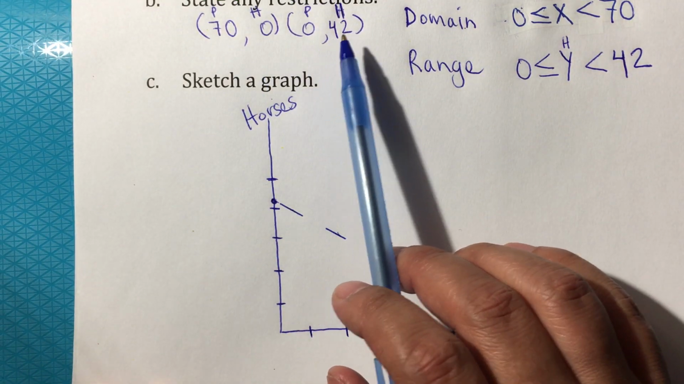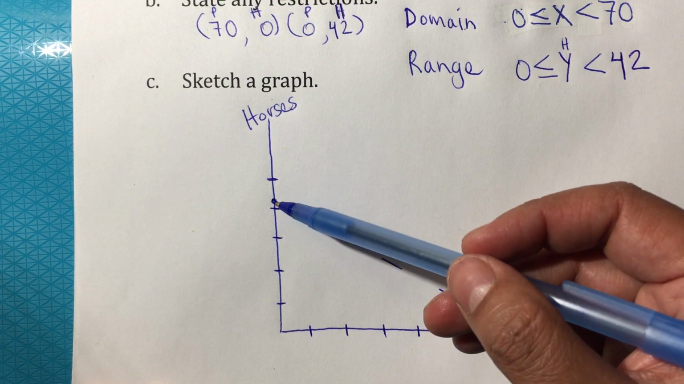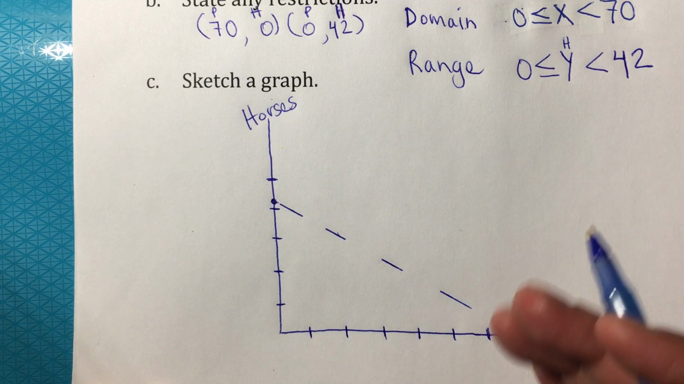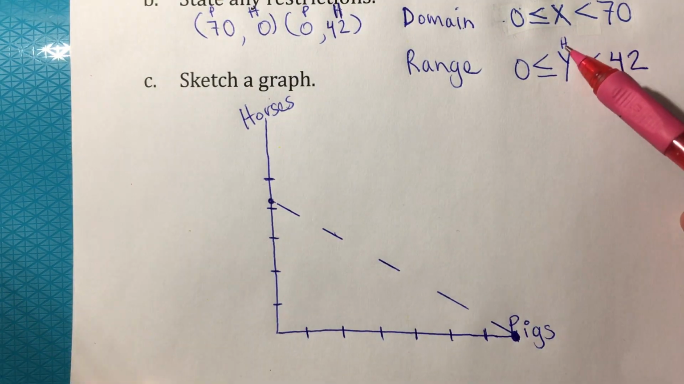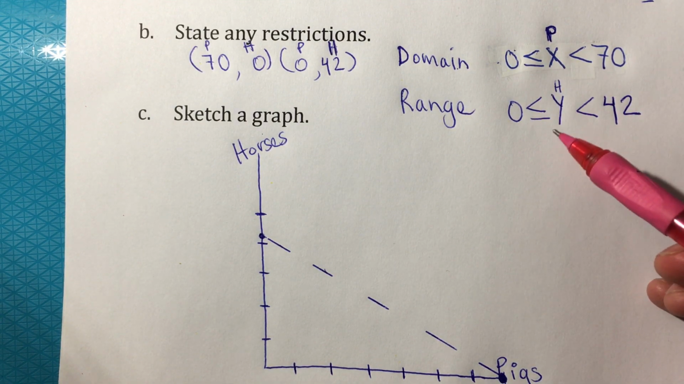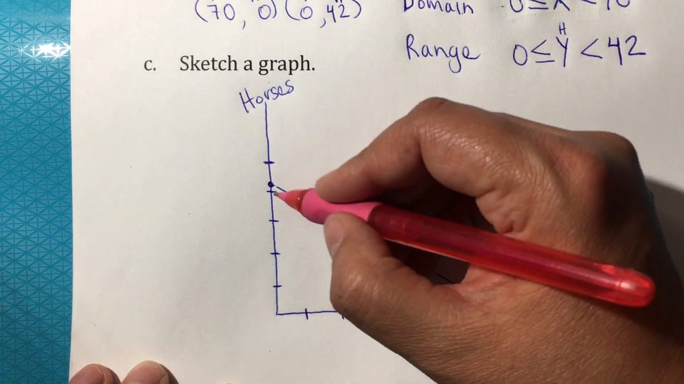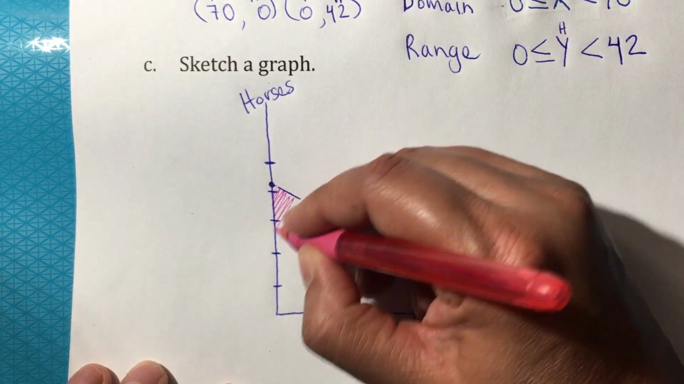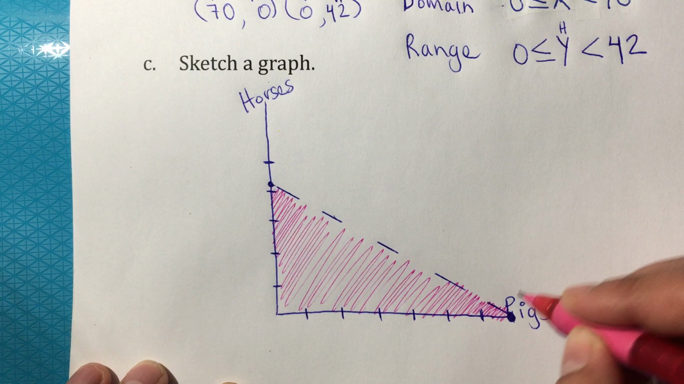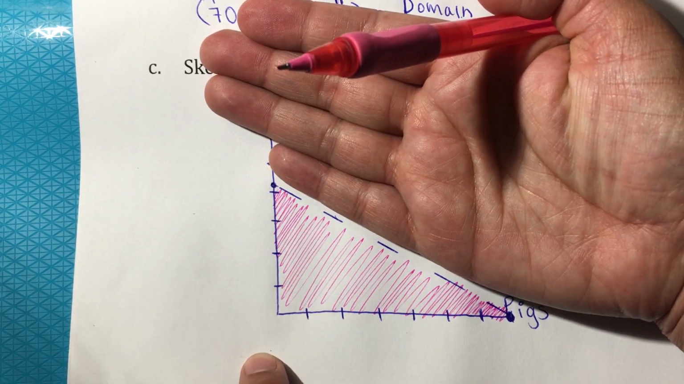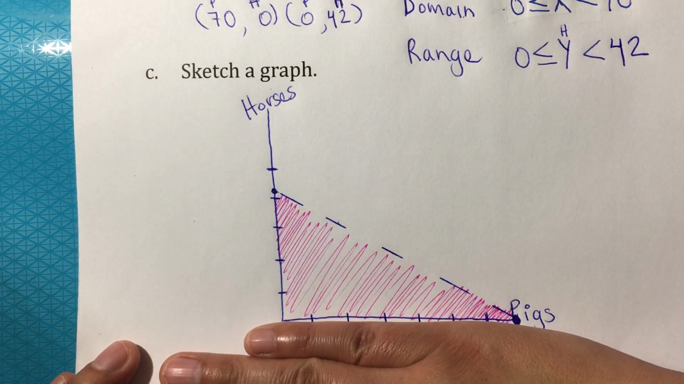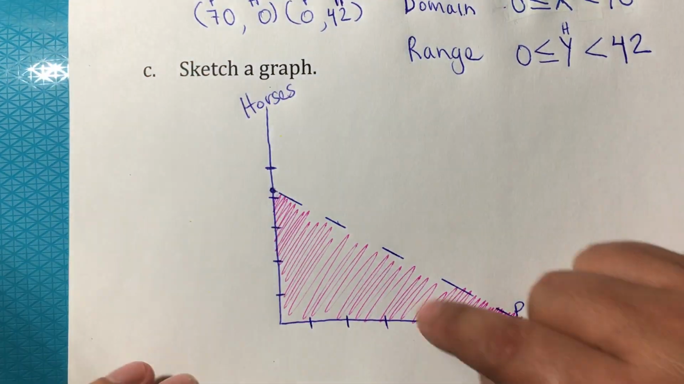So for the horses, it's going to be less than 42, so it's below that. For the pigs it's less than 70, so less than that. But the fact that we have these constraints, x is greater than or equal to 0 and y is also greater than or equal to 0, we can say that the shade will stay within these parameters. Less than the 42 for the horses, less than the 70 for the pigs, but greater than or equal to 0 for each one of them, so it stays within that.